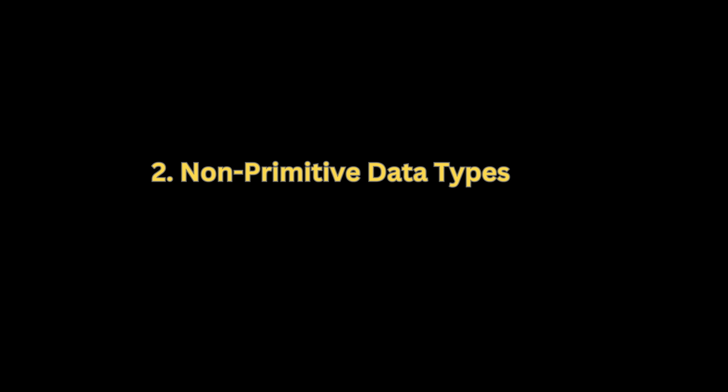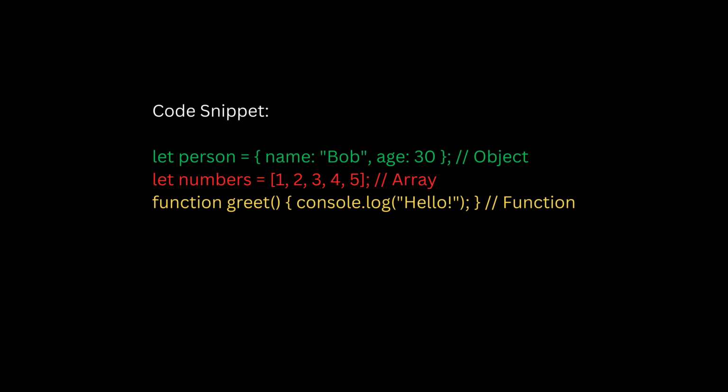Non-primitive types are objects, arrays, and functions. Unlike primitives, these can store multiple values and are mutable. Here, person is an object with properties, numbers is an array holding a list, and greet is a function. Objects can store collections of data. Arrays allow us to manage ordered data collections, and functions enable us to execute blocks of code.